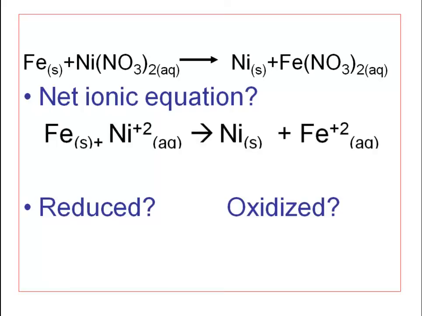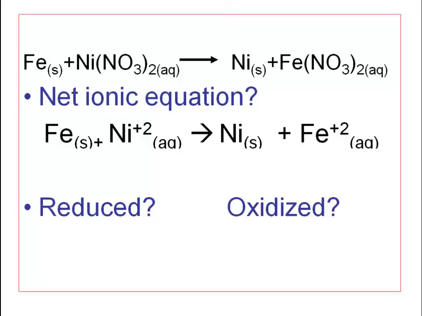In our net ionic equation, we have iron solid that will react with the nickel ion, and it will produce a solid nickel and an iron ion. So what was reduced? Taking a look here, we can see that iron was originally a 0 charge, and then it became a +2 charge in the products. To become positive, you must lose something negative. So if iron's losing negative charges, which are the electrons, is it reduced or oxidized?